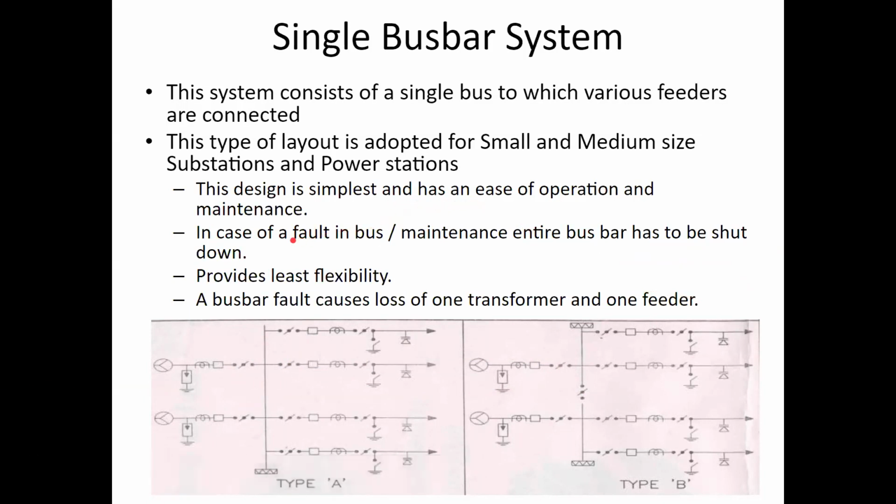But the problem is, in case of a fault in the bus, the entire bus bar will be shut down and a lot of consumers will be out of service. Flexibility is minimum, least flexibility. That means a bus bar fault can lose many feeders and many transformers.